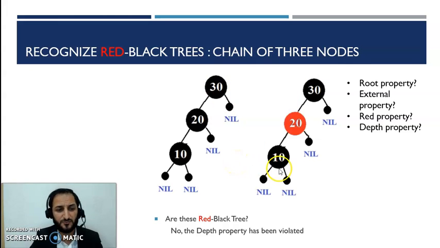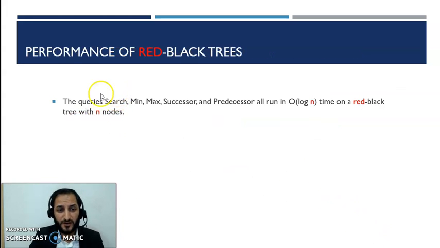Now we will check the performance of this type of data structure. When we use search, finding the minimum, finding the maximum, the successor and predecessor, we will follow the big O of log n time when we use the red-black tree with n nodes.